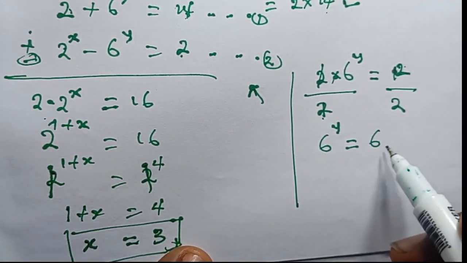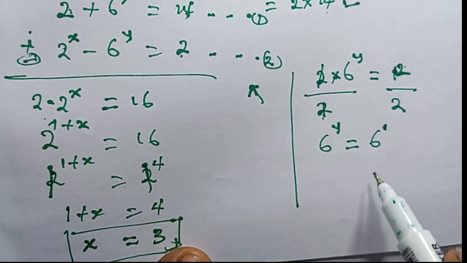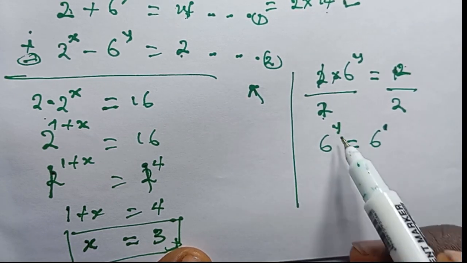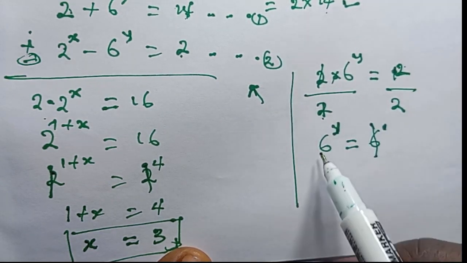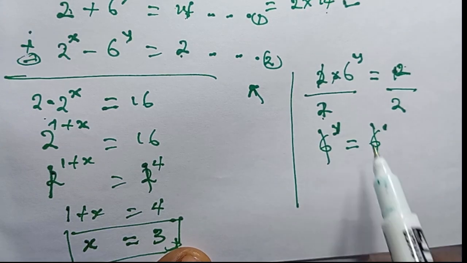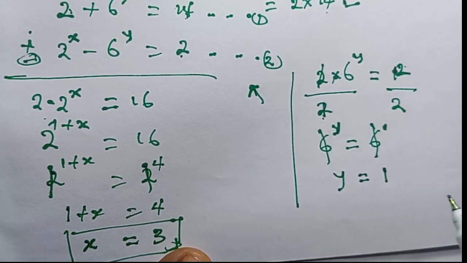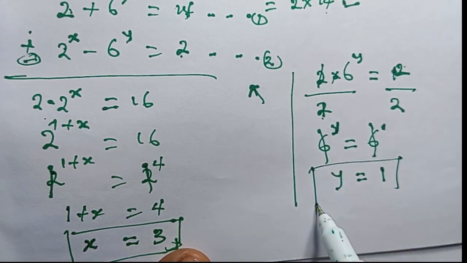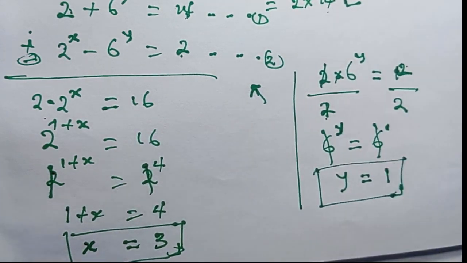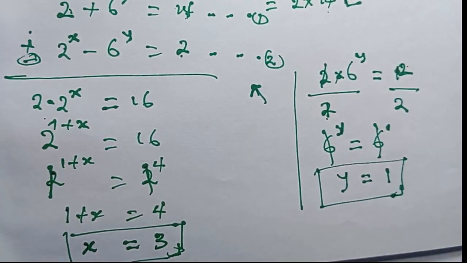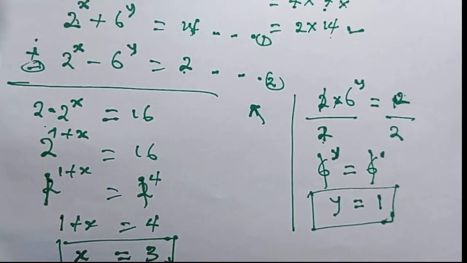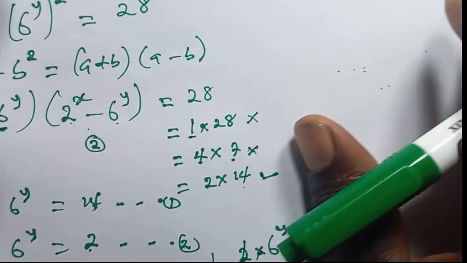Okay, and of course this here is the same as 6 power 1. Since they have the same base here, I can actually go ahead and cancel their base, and then I will have that y is equal to 1. Okay, so you can see that we've got that y is equal to 1, and then x is equal to 3. Then we also want to find out whether this satisfies the problem we are solving.